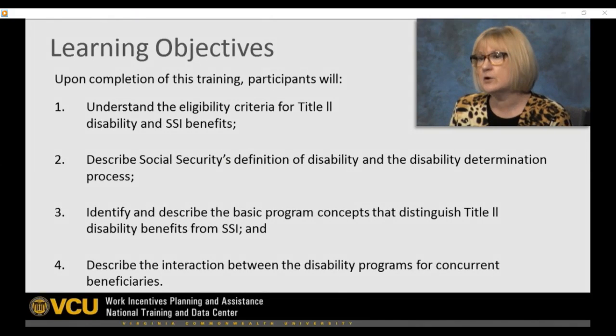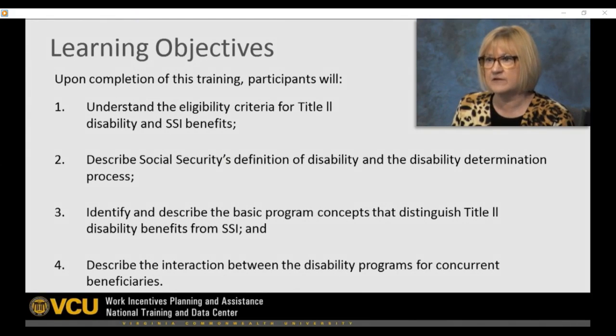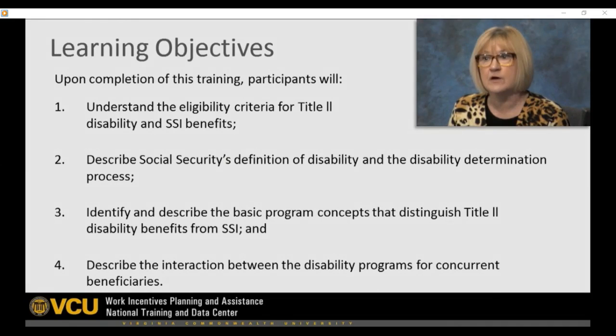Second, we hope that you're able to describe Social Security's definition of disability and the disability determination process. Third, we hope that you can identify and describe the basic program concepts that distinguish the Title II disability benefits from SSI. And finally, we hope that you can describe the interaction between the 2 disability programs for concurrent beneficiaries. And concurrent means individuals who receive both a Title II disability benefit and an SSI benefit.